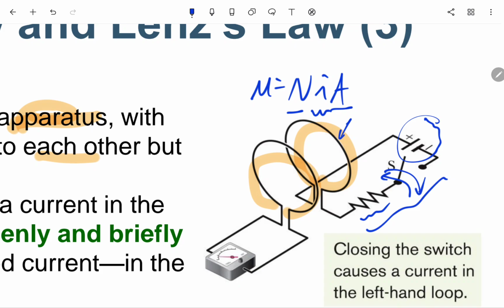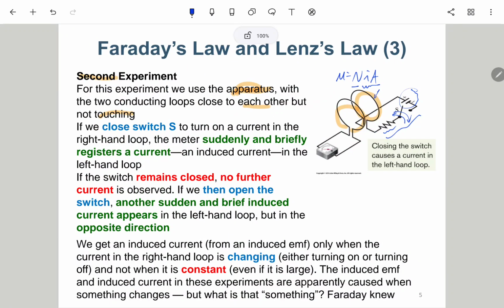but at this time we don't need to physically move the second coil. We only need to switch it on and off. So we get an induced current only when the current in the right-hand loop is changing. So it's changing. Changing is the invariant.